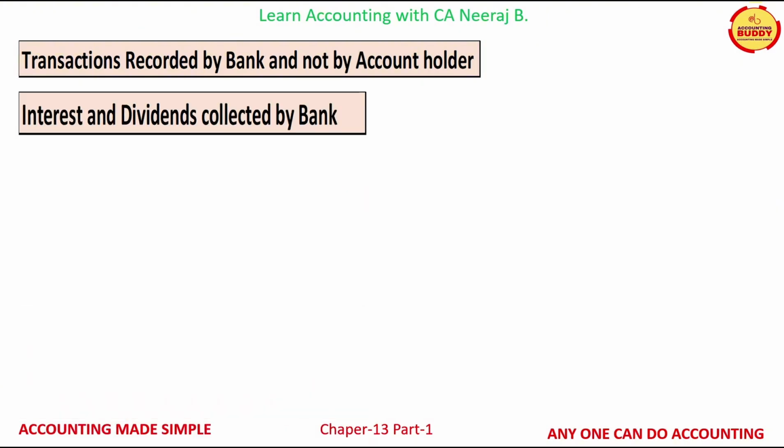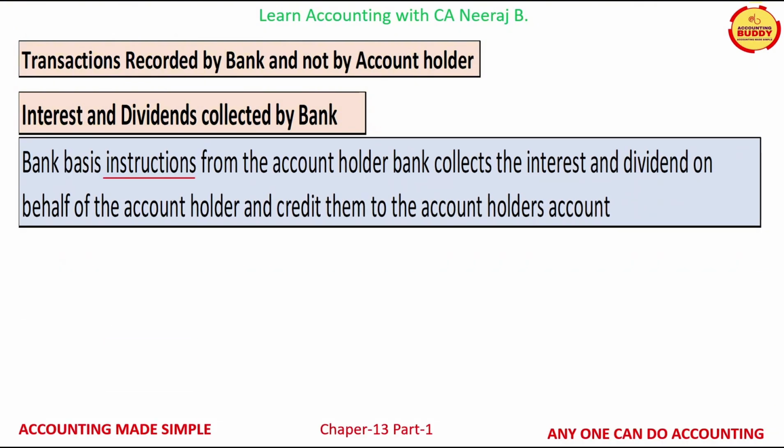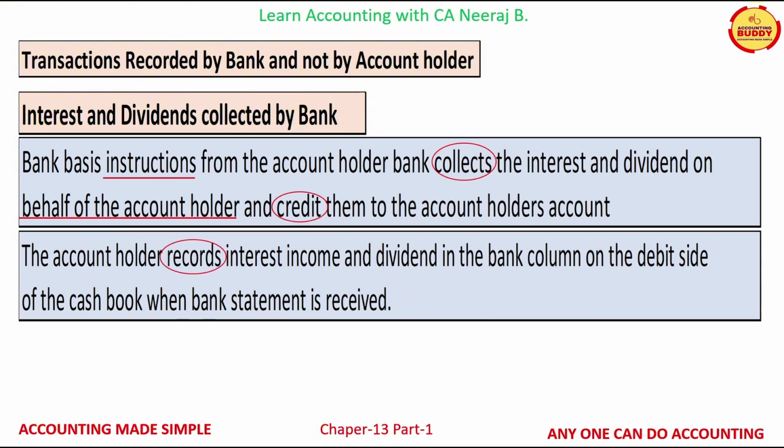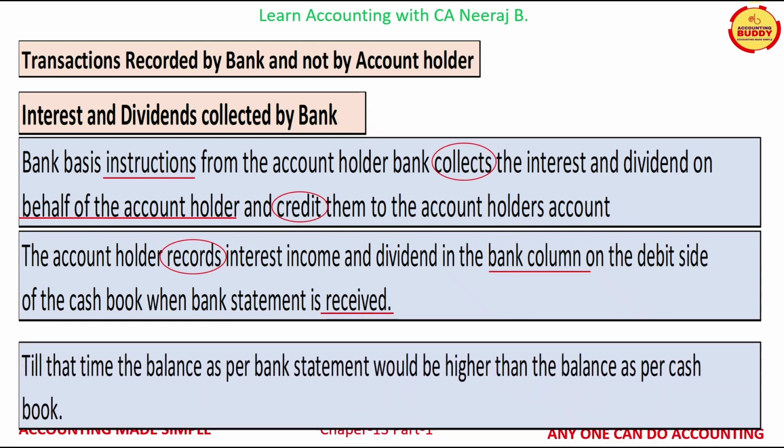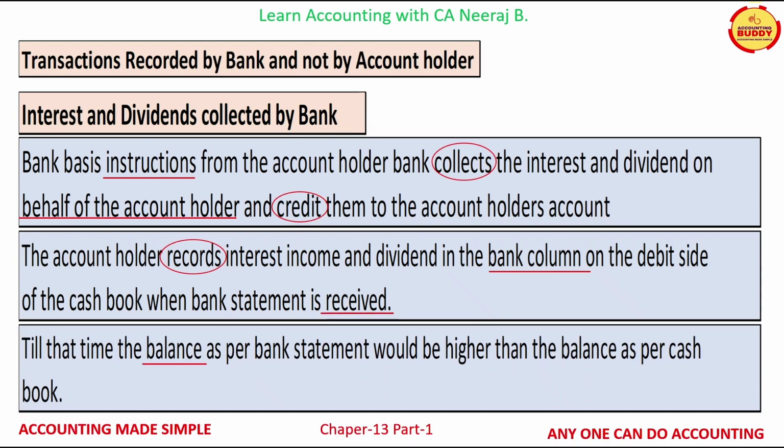Interest and dividend directly collected by the bank are some of the transactions which are recorded by the bank and not by the account holder, and there is always a timing gap. The bank, based on instructions from the account holder, collects the interest and the dividend on behalf of the account holder and credits them to the account of the account holder. The account holder records the interest income and the dividend in the bank column on the debit side of the cash book when the bank statement is received. Till that time, the balance as per bank statement would be higher than the balance as per cash book.